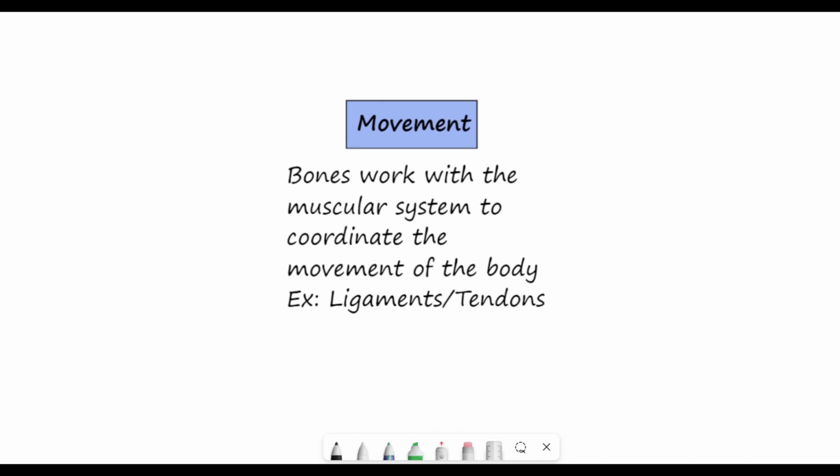Alright, so you have movement, pretty simple here. It's going to be involved in coordinating the movement of the body. Some examples here is going to be your ligaments, which goes bone to bone.